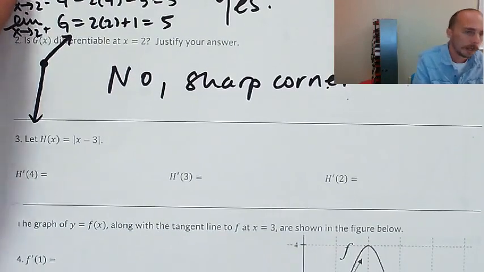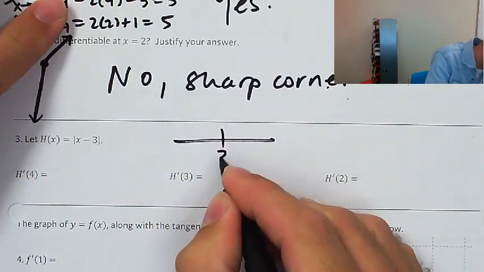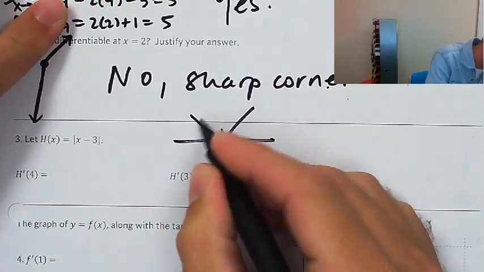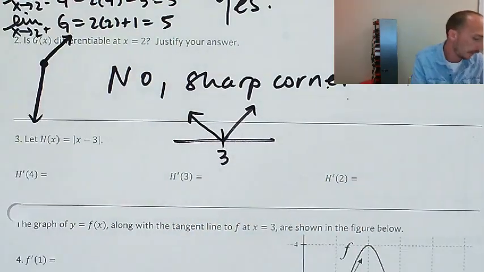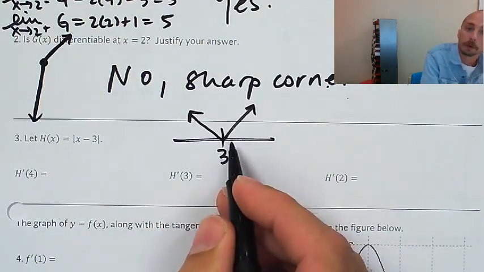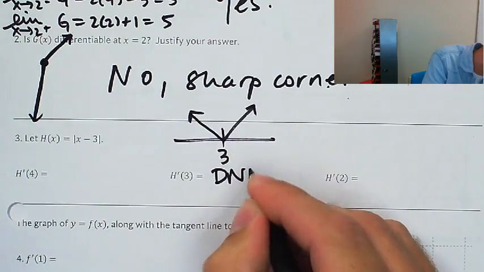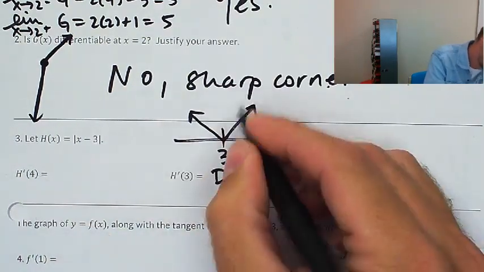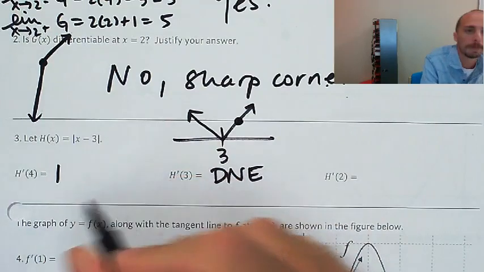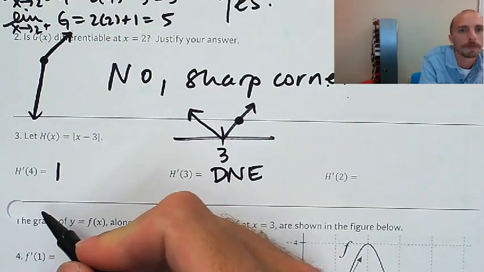Okay. The absolute value of x minus 3 looks like that. And so h prime of 3, that's a sharp corner, that's going to be does not exist. H prime of 4 over here, that's positive 1, but if you said positive, we're going to give you the credit for it on the quiz.